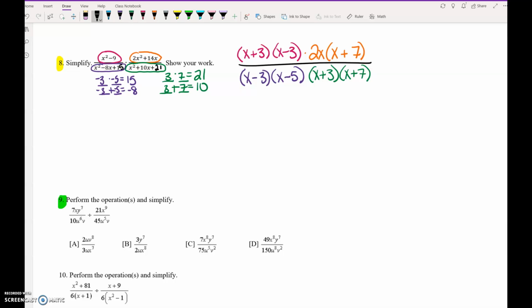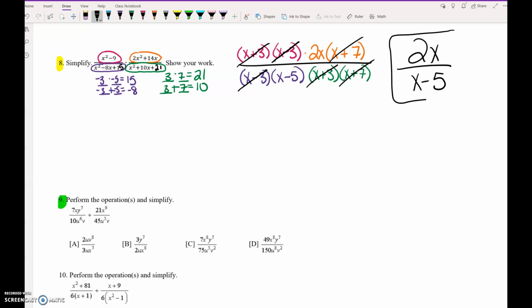Now we play the matchy-matchy game. What on the top matches what on the bottom? X minus 3 cancels, x plus 3 cancels, x plus 7 cancels. So we are left with 2x on the top and x minus 5 on the bottom.